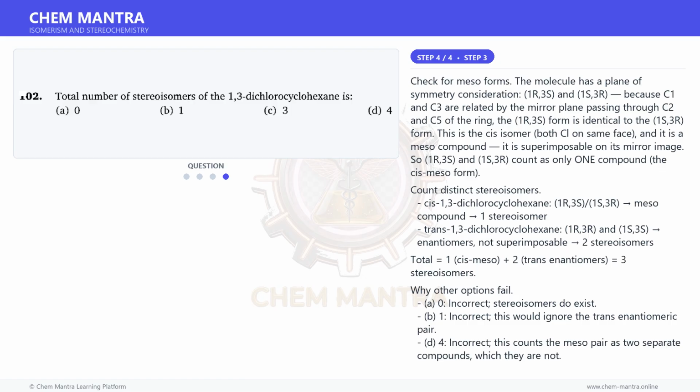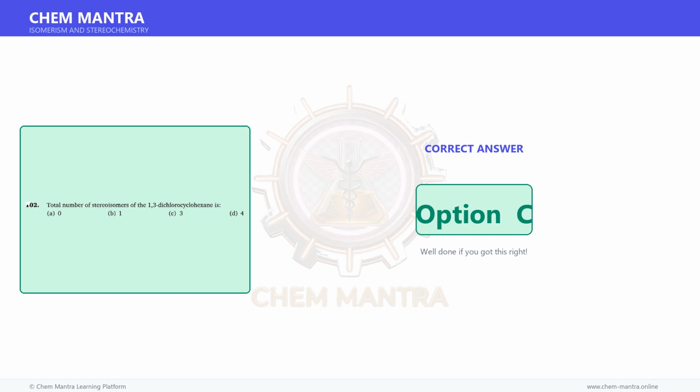Why do the other options fail? A. 0. Incorrect. Stereoisomers do exist. B. 1. Incorrect. This would ignore the trans enantiomeric pair. D. 4. Incorrect. This counts the meso pair as two separate compounds, which they are not. Therefore, the correct answer is option C.